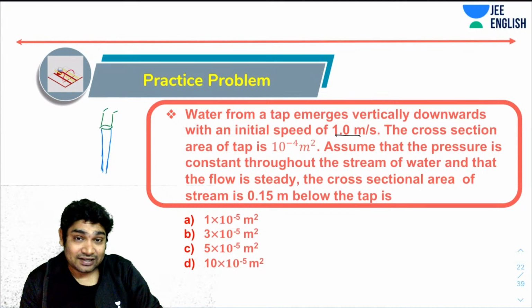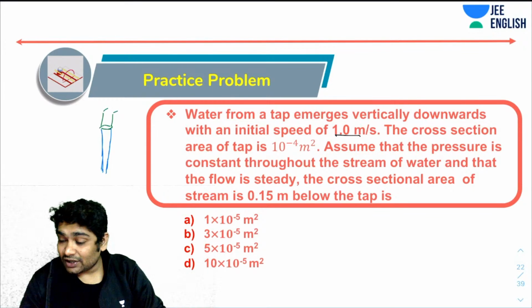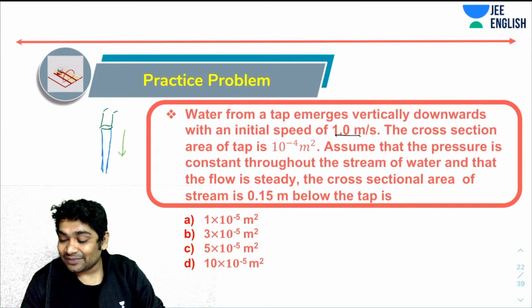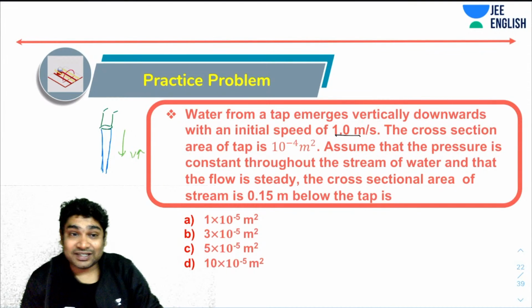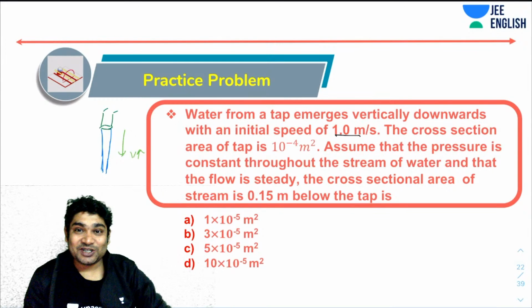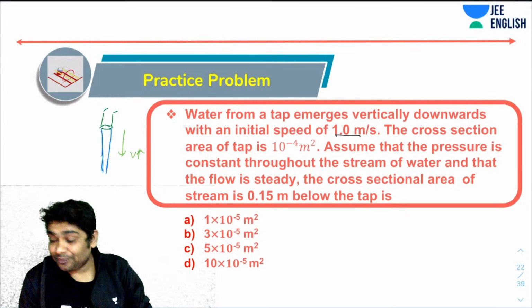This is steady and laminar flow. So you realize, as the water is moving down, the V is increasing. The speed is increasing because of the gravitational force, right? So since the speed of the water as it is coming down is increasing, the area of cross section of that water stream starts to decrease.